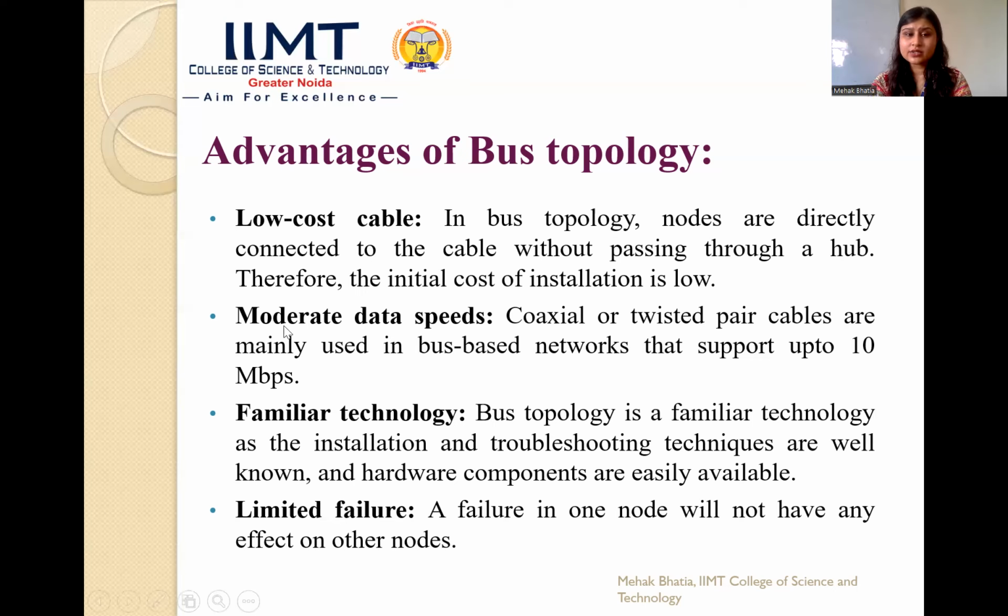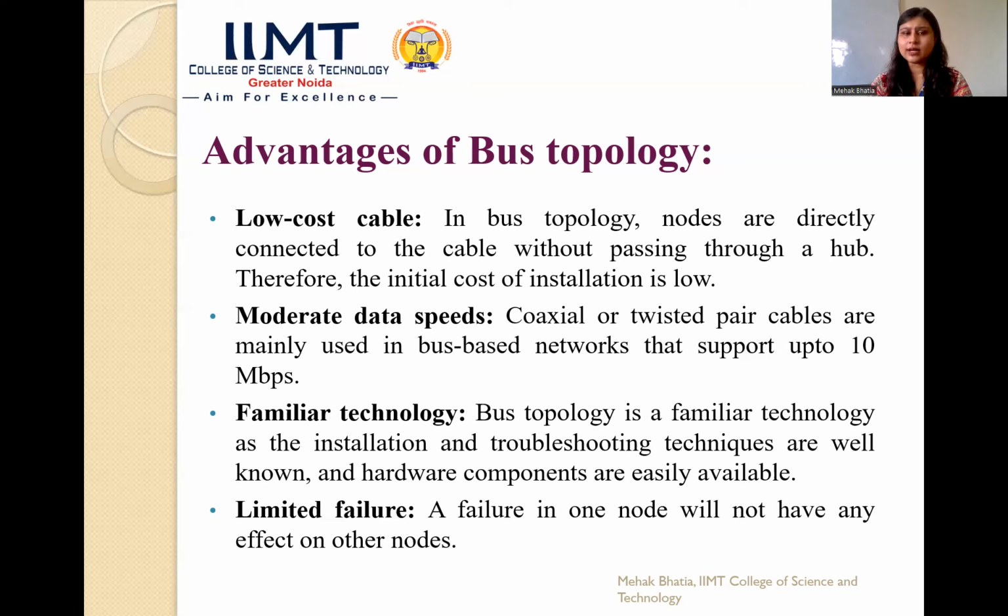The second advantage is moderate data speeds. Coaxial cables or twisted pair cables are mainly used in bus network topologies that support up to 10 Mbps of speed. So it provides a moderate speed also. The next advantage is familiar technology. Bus topology is a familiar technology as the installation and troubleshooting techniques are well known and hardware components are also easily available. So the technology used in the bus topology is very familiar, easy to use.